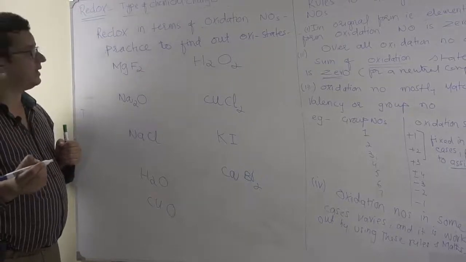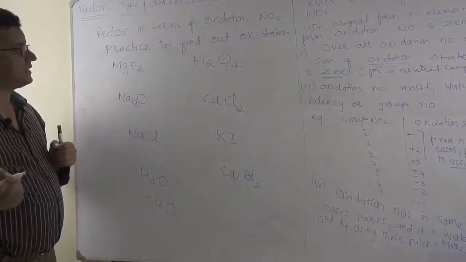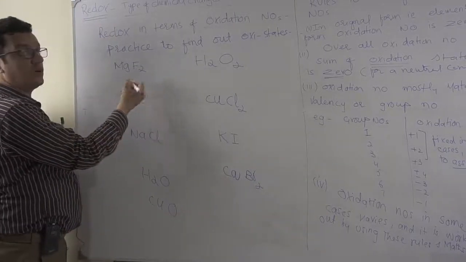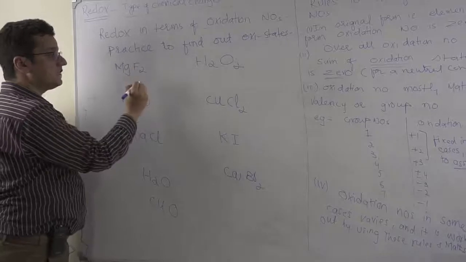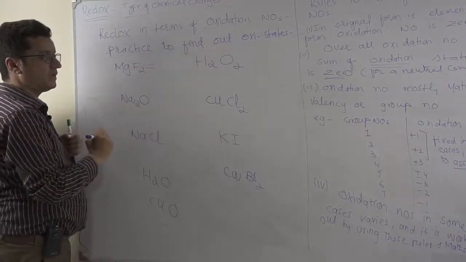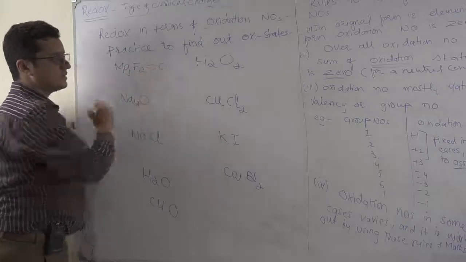We'll carry on and practice finding oxidation states. Look at these compounds. MgF2, you want to place the oxidation number. First thing first, it's a neutral compound, not a polyatomic ion, so the overall oxidation number is 0.